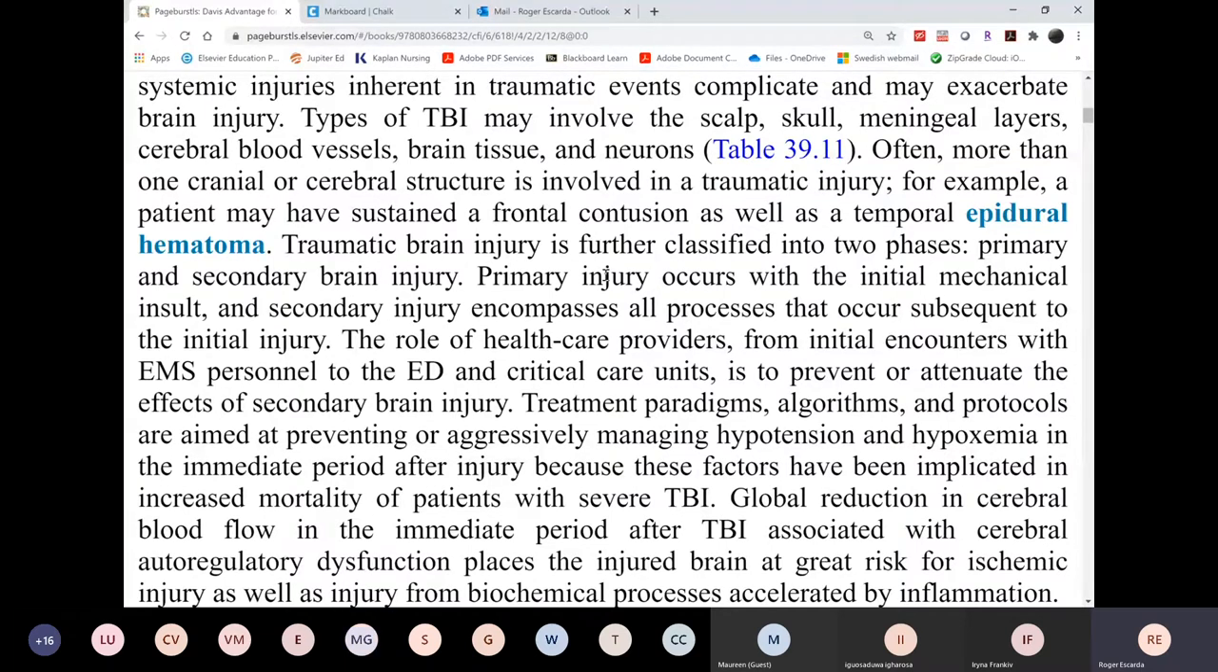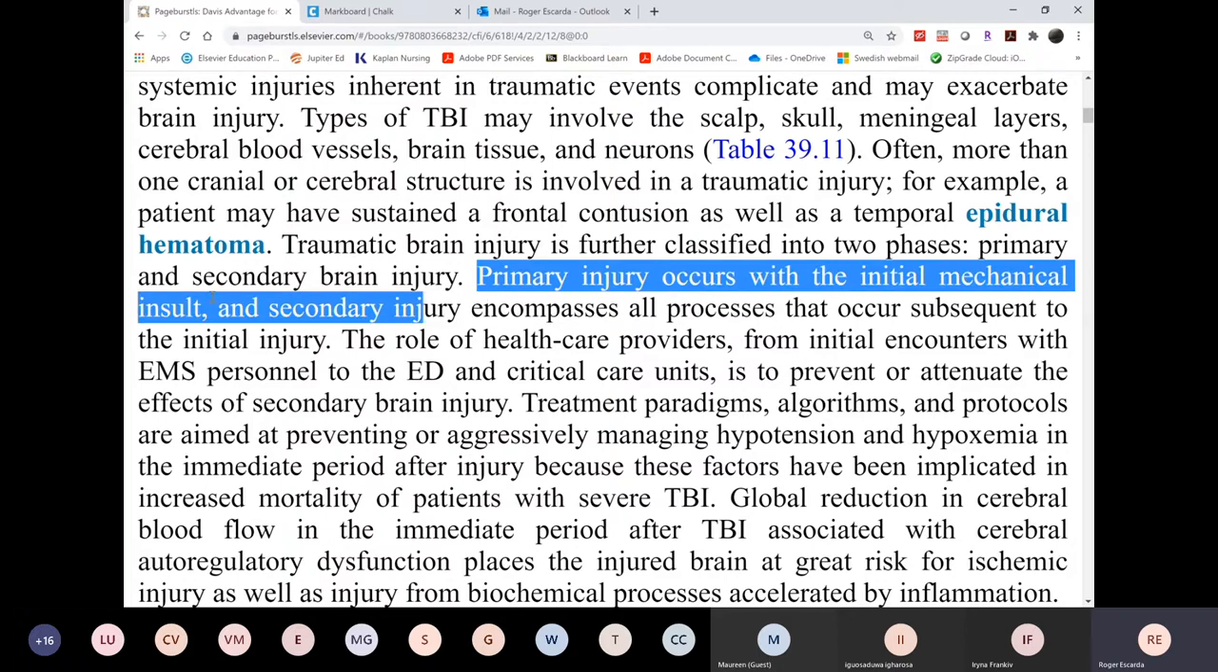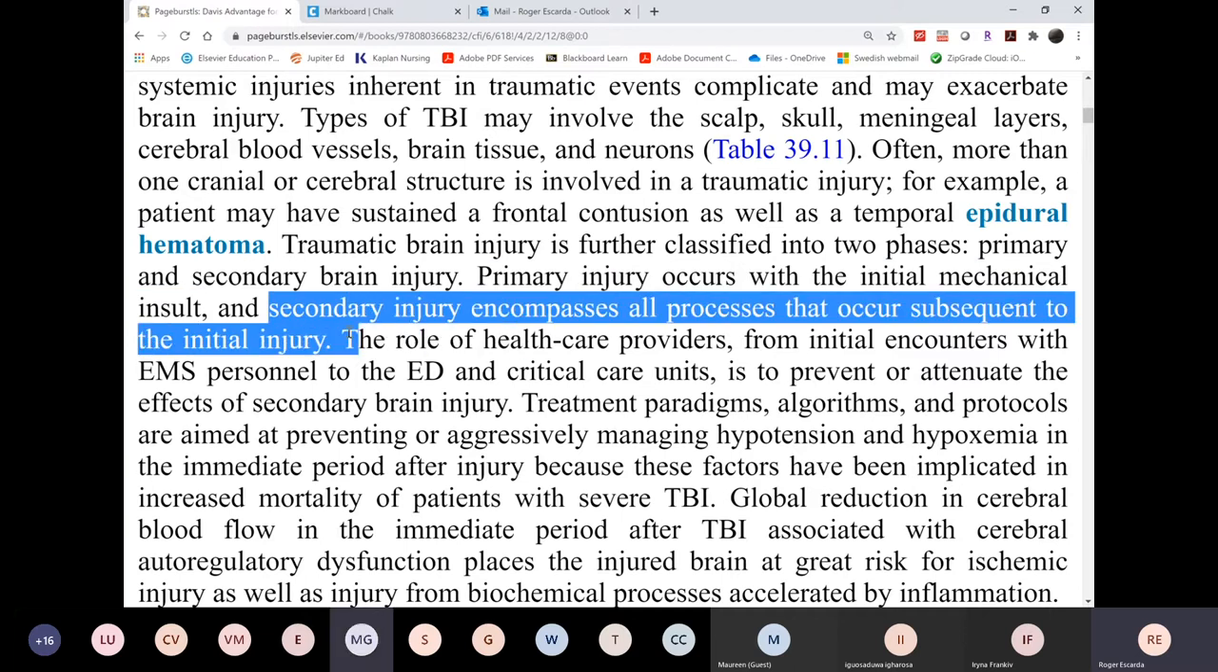However, minutes and hours later, there will be secondary injuries that will occur. They are not resulting directly from the primary injury, but rather the mechanisms that follow. So as defined here, primary injury occurs with the initial mechanical insult, whereas the secondary injuries are all other injuries that occur after that. So we have about five or six secondary injuries that may result from the primary injury.